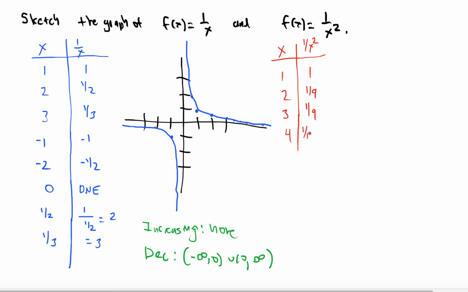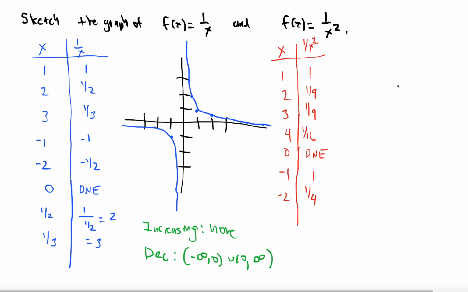We notice once again when x is 0, we're going to get does not exist. But notice what happens when x is negative here. Well, wait a minute. When x is negative, we're going to square that, so we actually get a positive 1. When x is negative 2, we're going to get a positive 1/4. So let's think about that. What is that graph going to look like then?